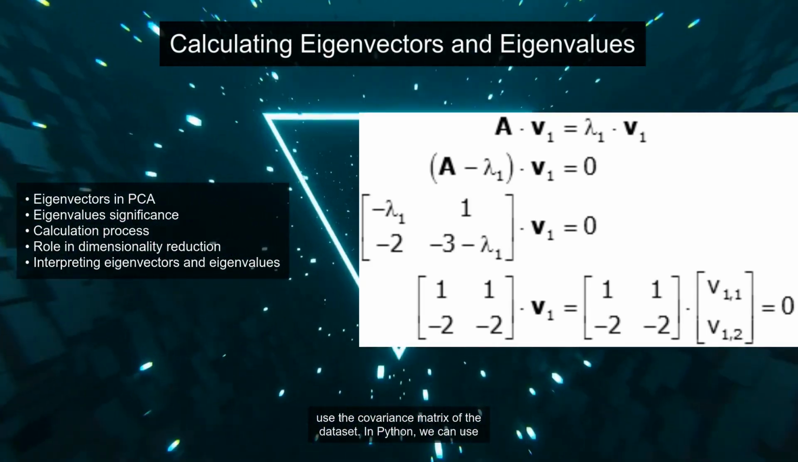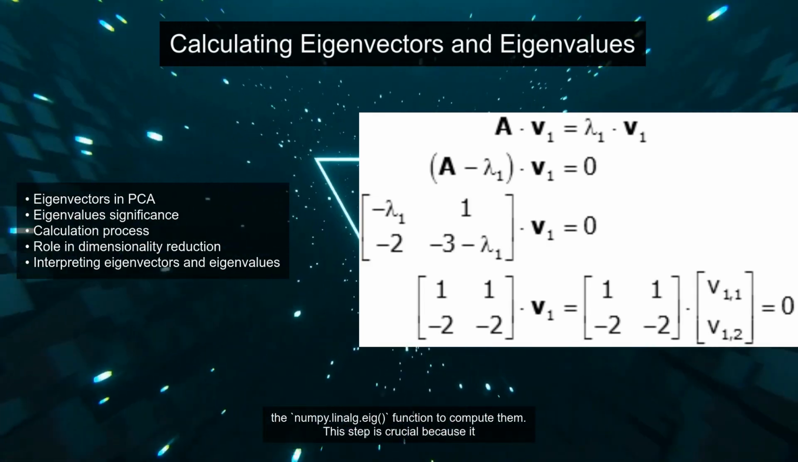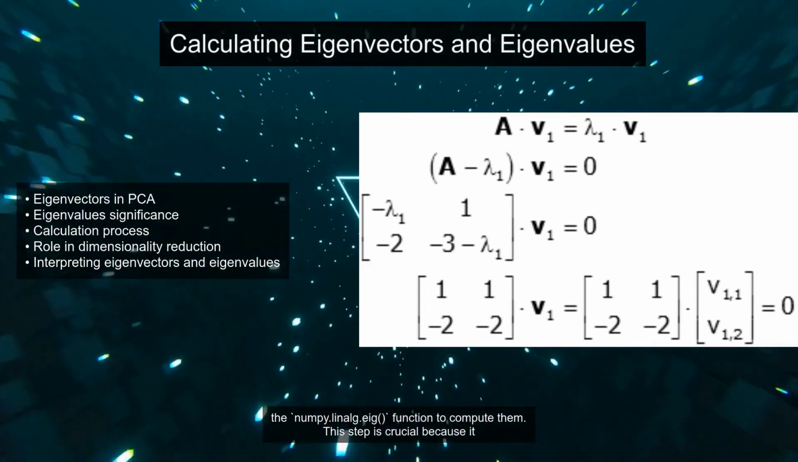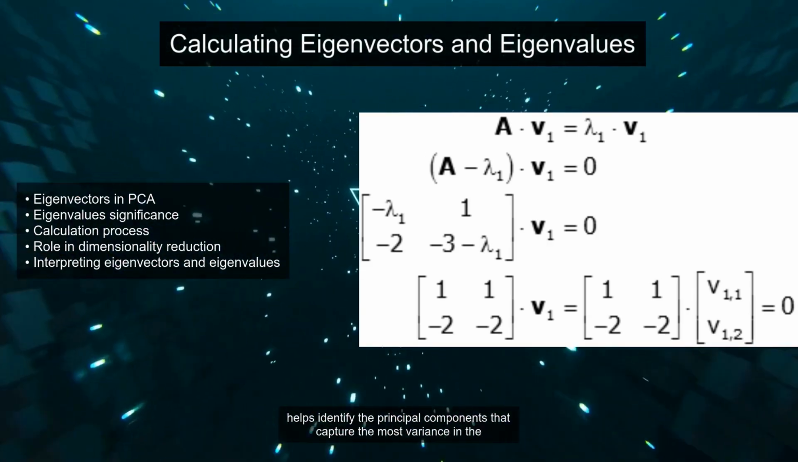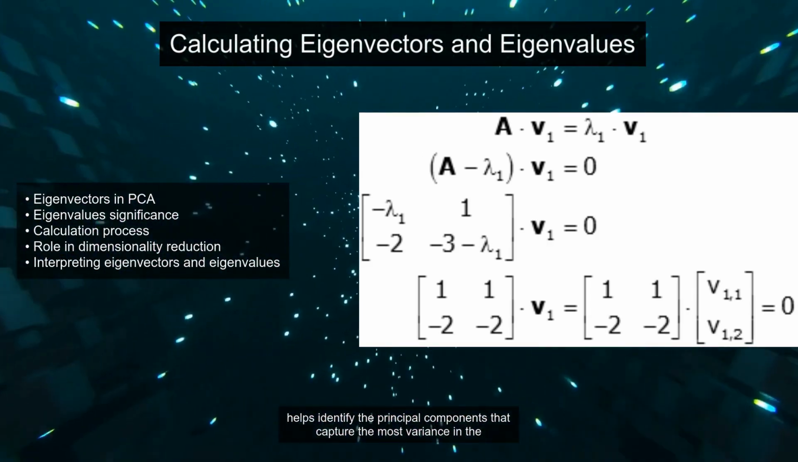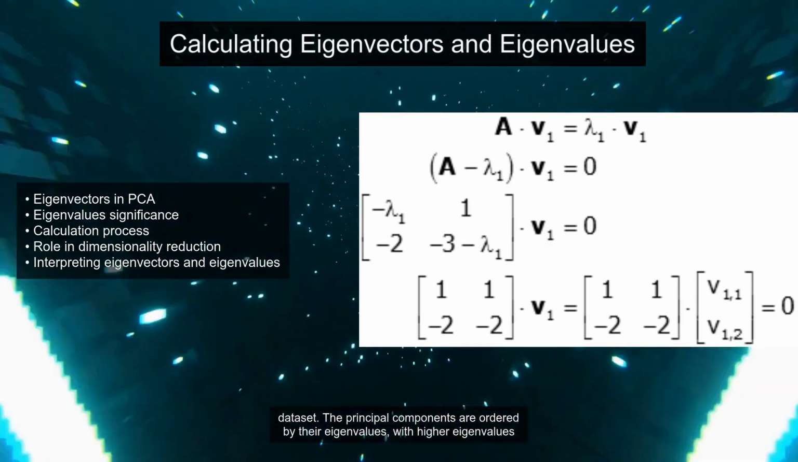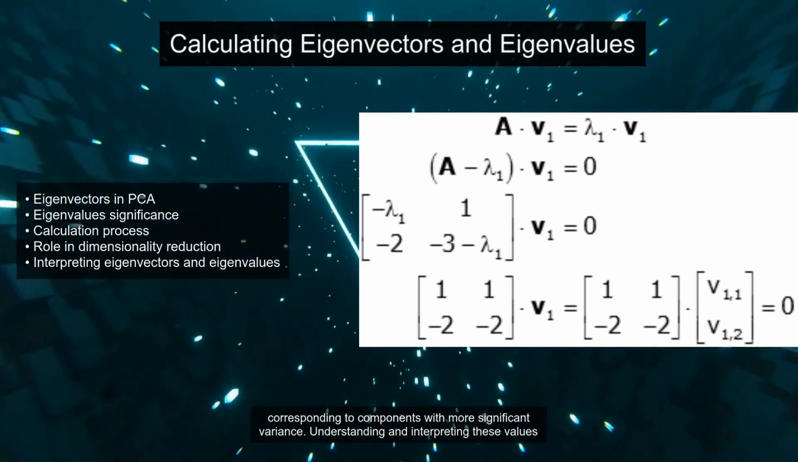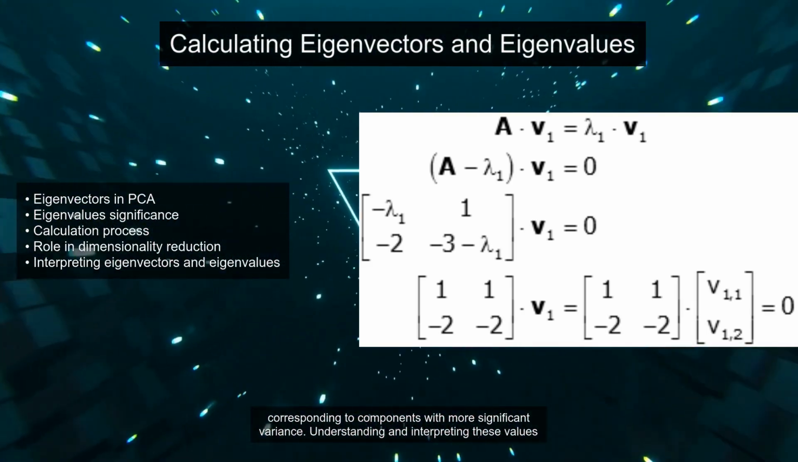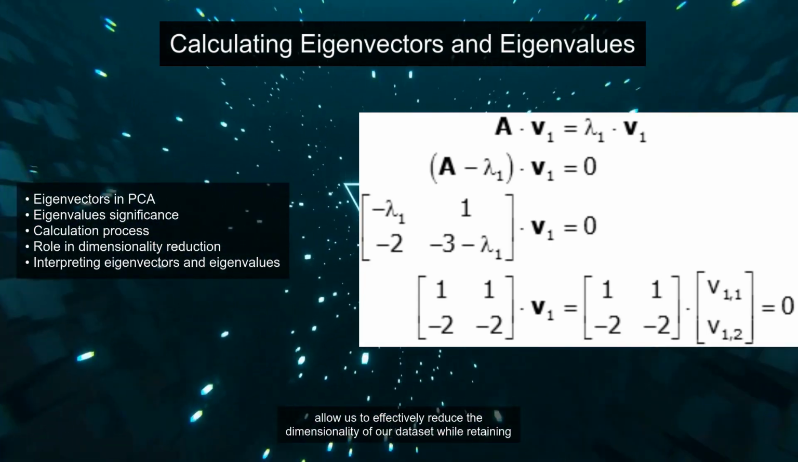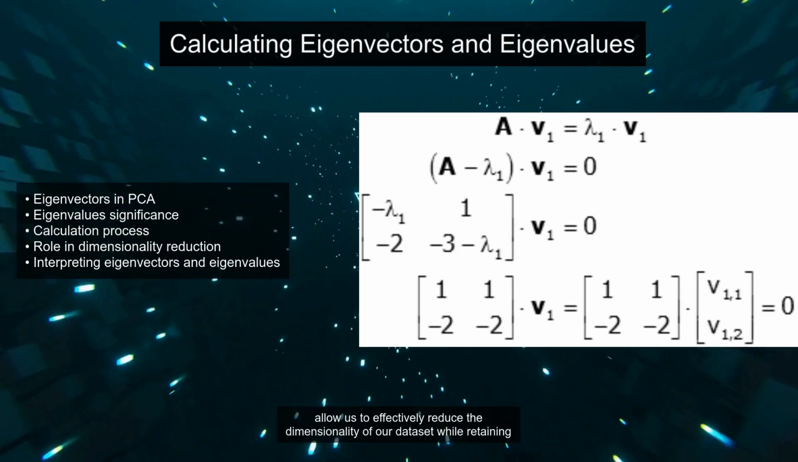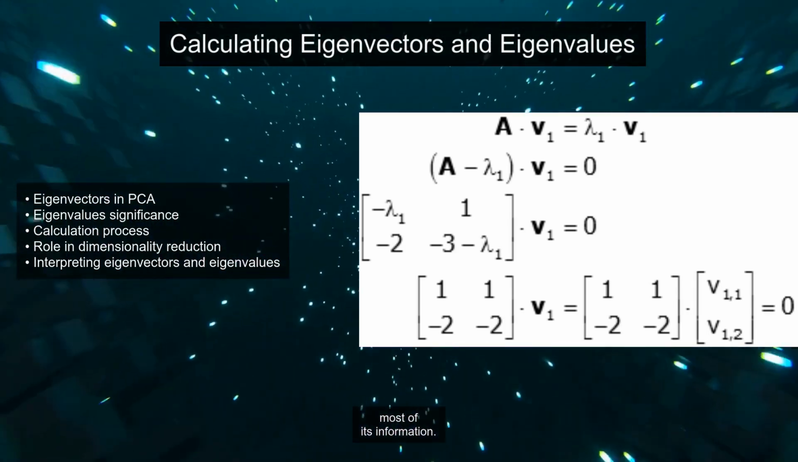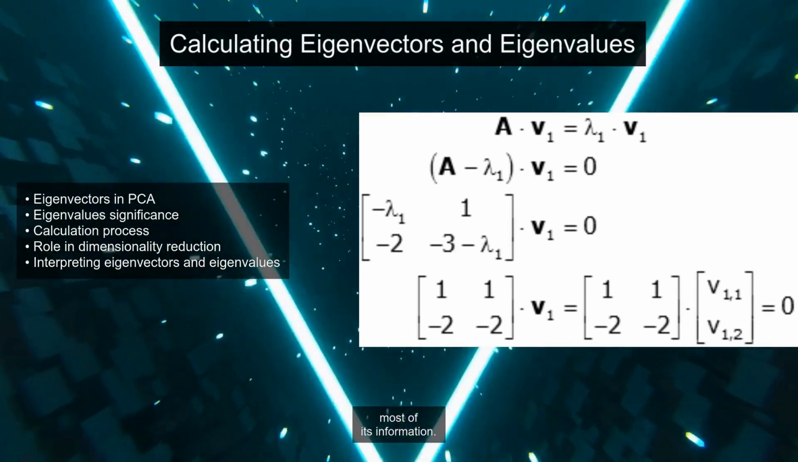To calculate these, we use the covariance matrix of the dataset. In Python, we can use the numpy.linalg.eig function to compute them. This step is crucial because it helps identify the principal components that capture the most variance in the dataset. The principal components are ordered by their eigenvalues, with higher eigenvalues corresponding to components with more significant variance. Understanding and interpreting these values allow us to effectively reduce the dimensionality of our dataset while retaining most of its information.